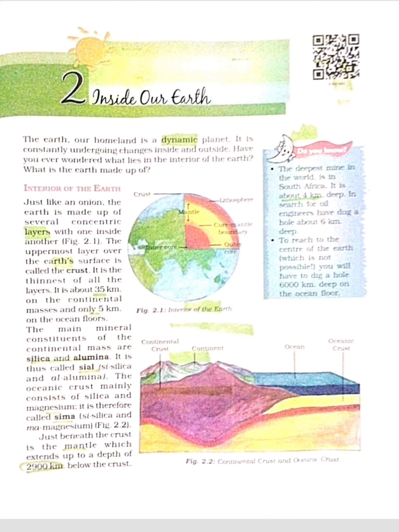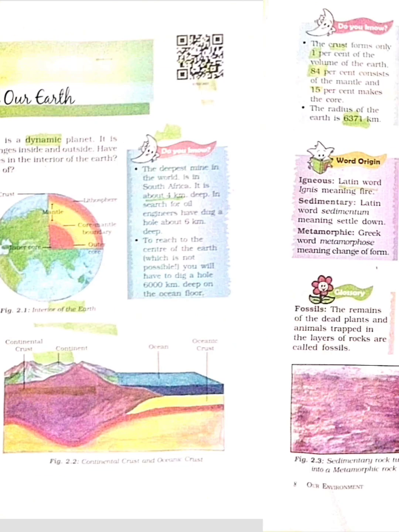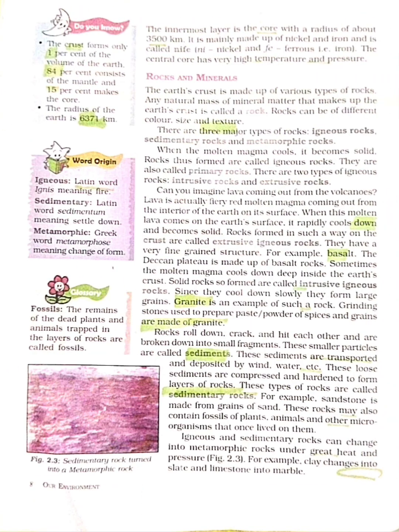Do you know that the deepest mine in the world is in South Africa, about 4 km? The interior of the earth is such a mystery, so we try to get information about it. It is difficult because the radius of the earth is 6,371 km, but we have possibly only dug to 4 km. And the third part is the core, which consists of nickel and ferrous iron, and its important feature is that the core has very high temperature and pressure.